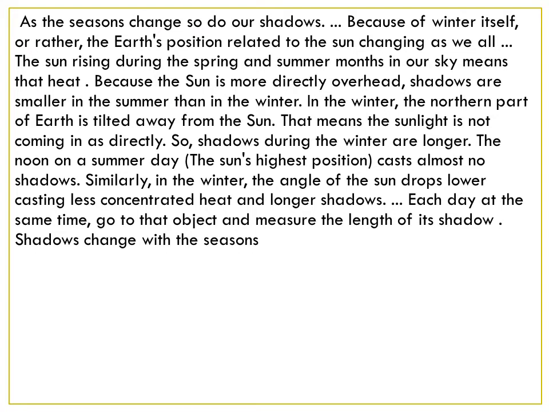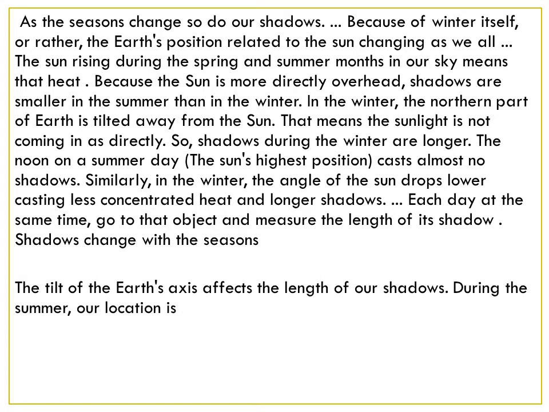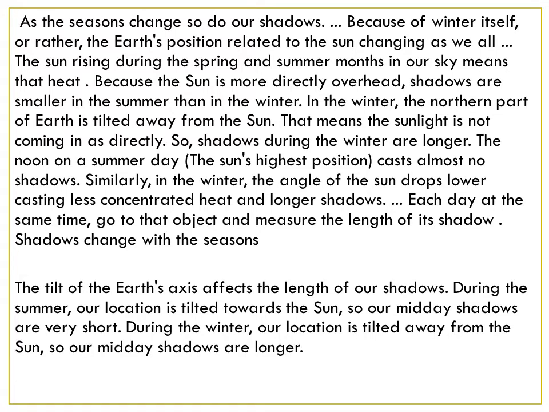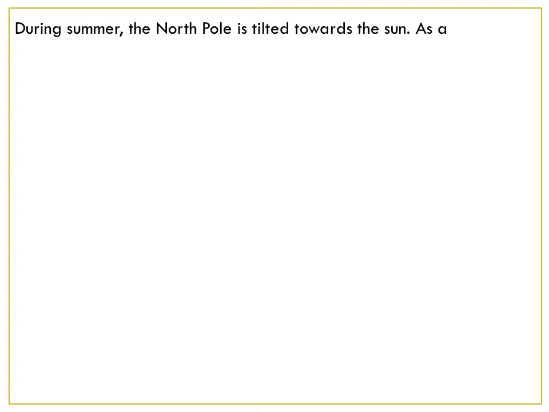Each day at the same time, go to that object and measure the length of its shadow. Shadows change with the season. The tilt of the Earth's axis affects the length of our shadows. During the summer, our location is tilted towards the sun, so our midday shadows are very short. During the winter, our location is tilted away from the sun, so our midday shadows are longer. During summer, the North Pole is tilted towards the sun.